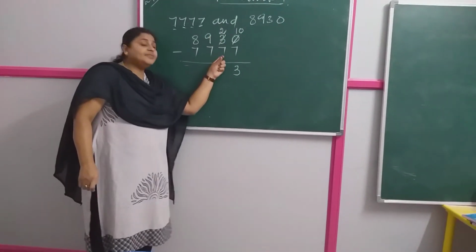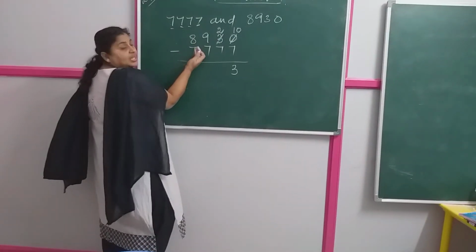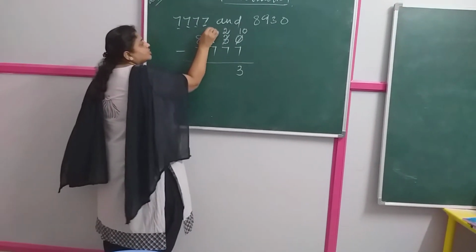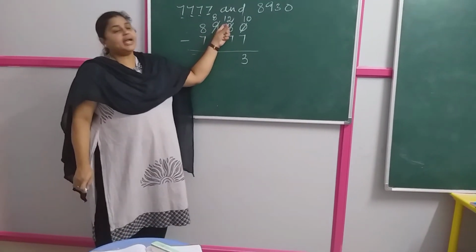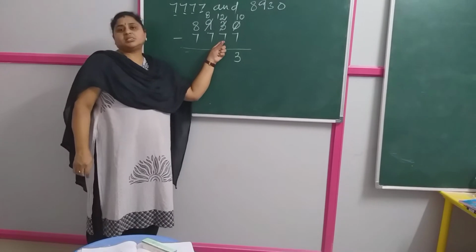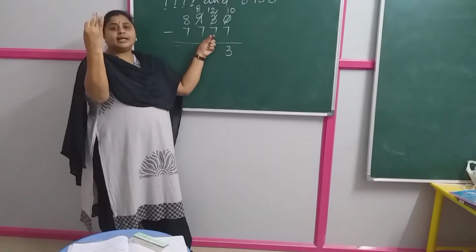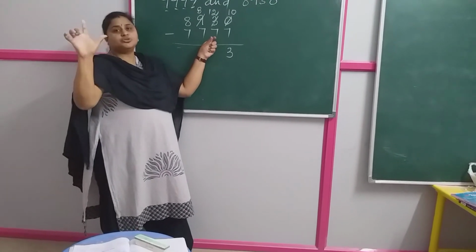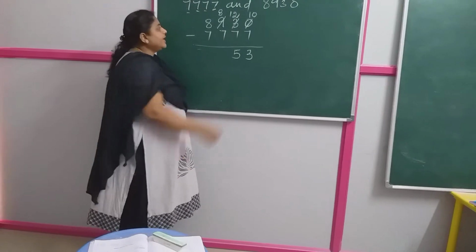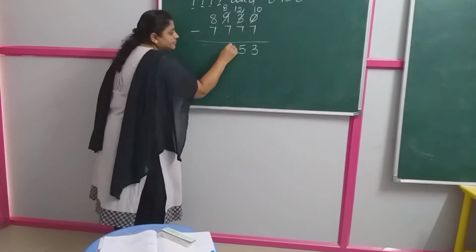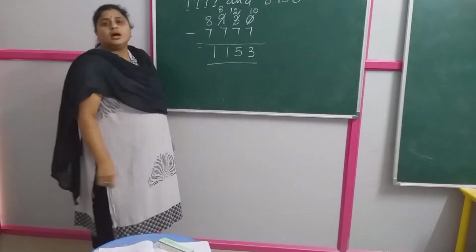Again from 2 can we take away 7? No. So we are taking a borrow from the previous number. 9 changes to 8 and 2 changes to 12. Alright. Now 12 minus 7. Come on, start counting after 7: 8, 9, 10, 11 and 12. How many did we get? 5. Next, 8 minus 7, 1. Understood, children?